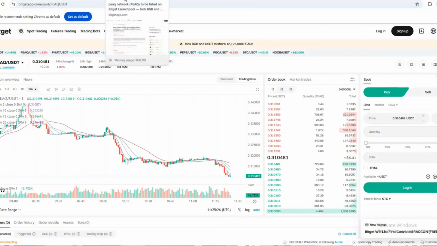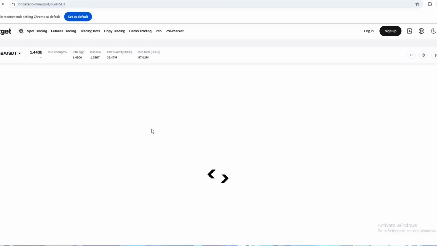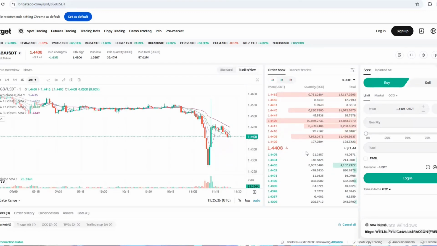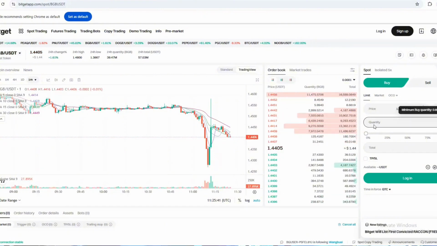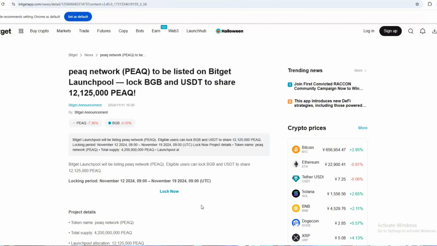And if I show you the price of BGB now, if I click the BGB section, the current price is $1.44. Like that, the minimum holding amount is 5 BGB. So if I put in the amount of 5, the 5 BGB tokens cost $7.20. Everyone who has $7.20 can participate in this launch pool anytime.